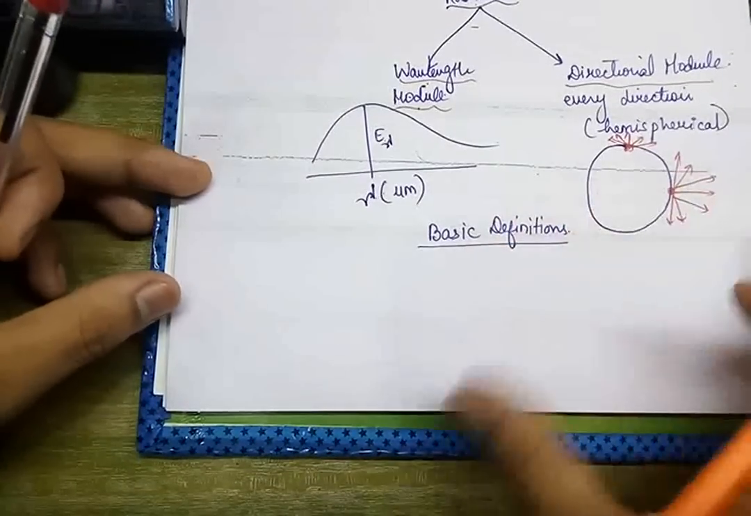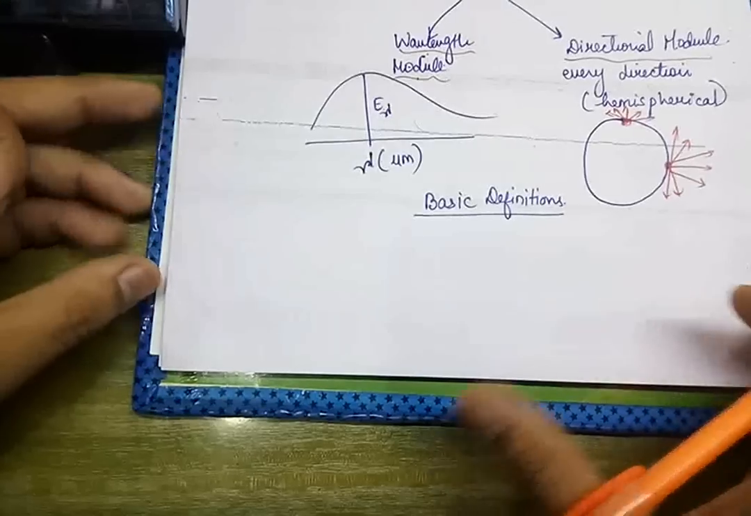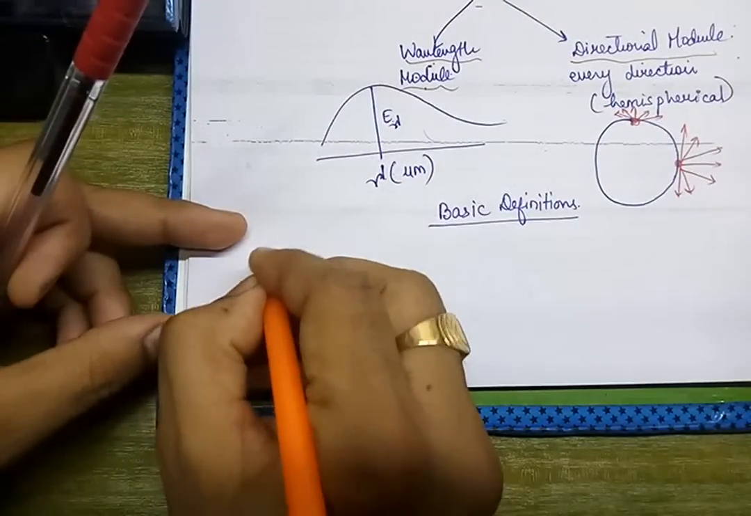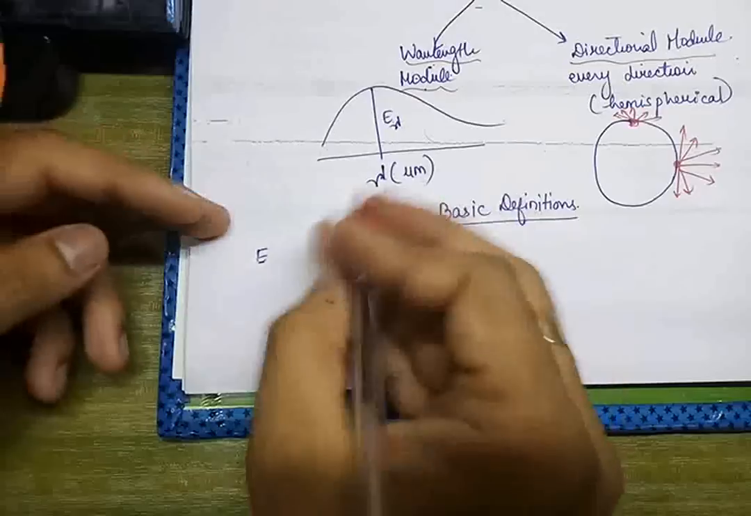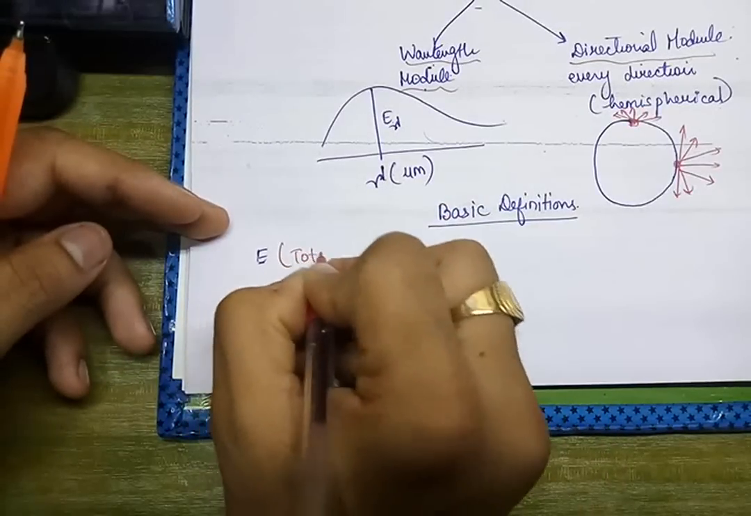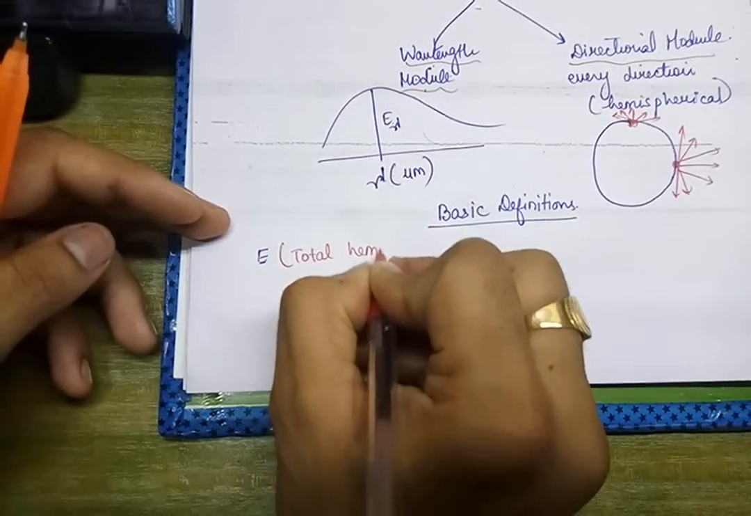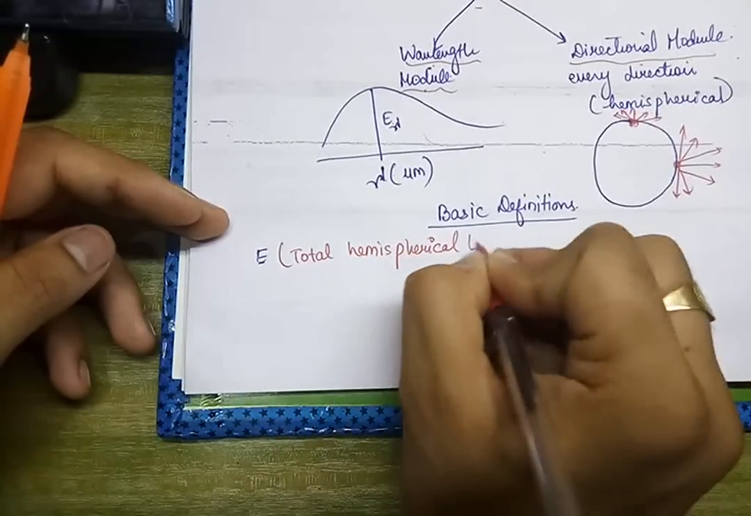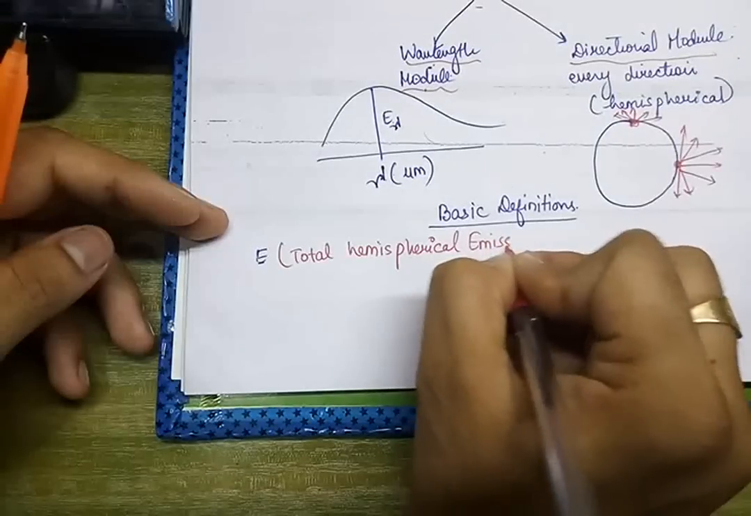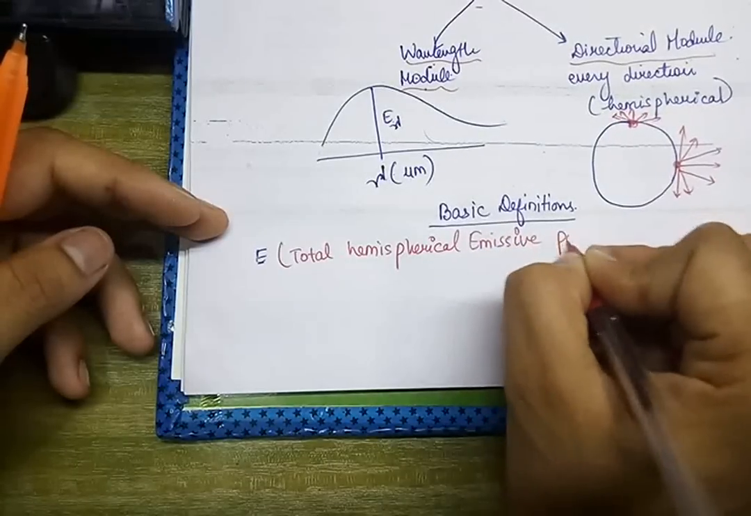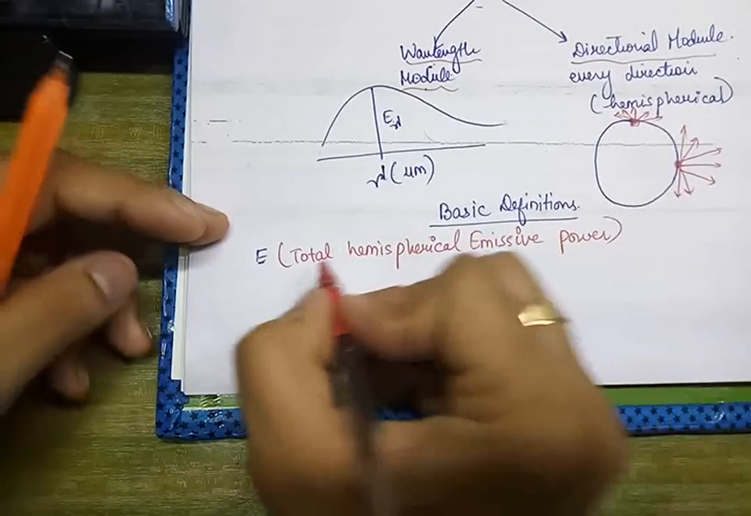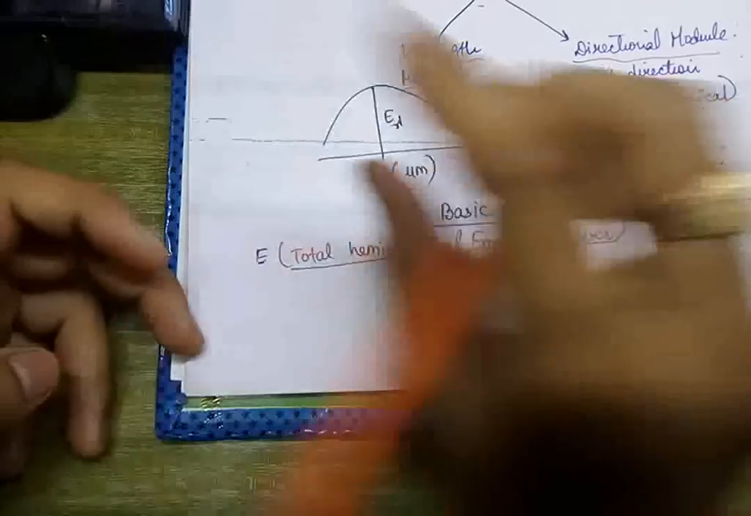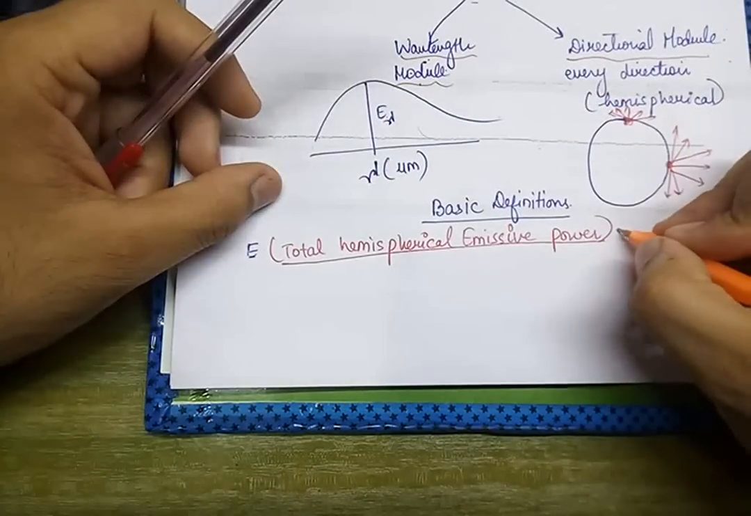Okay, now we will start with some basic definitions in radiation. The first is capital E. This capital E is called the total hemispherical emissive power. I am not going to write the entire definition on the paper, but I'll be dictating it so that you may also write it down.